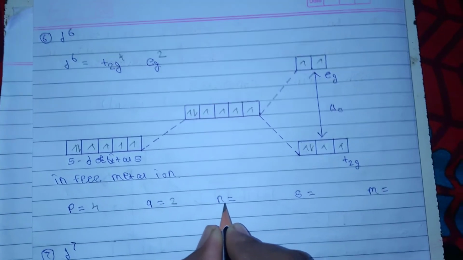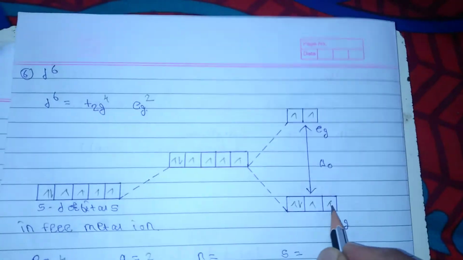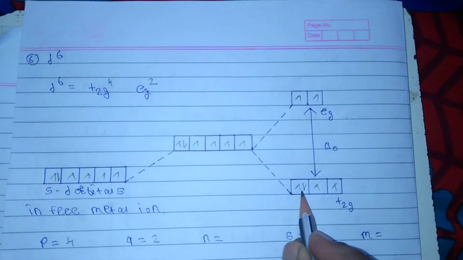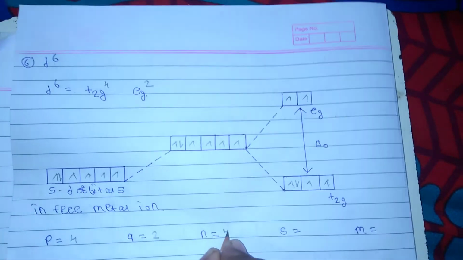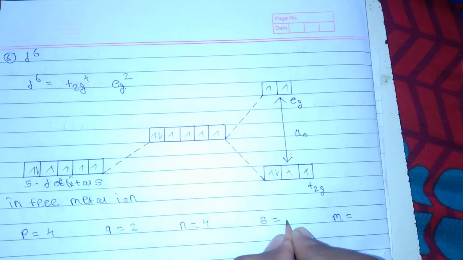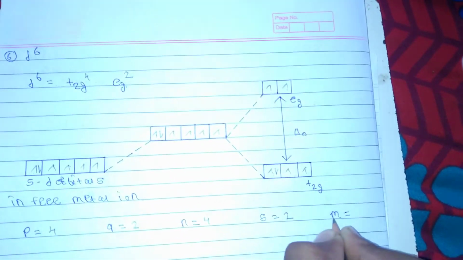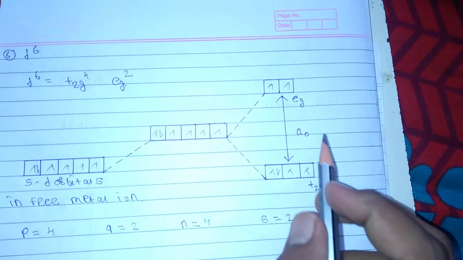Total number of unpaired electrons, 1, 2, 3, 4, so n is 4. S is equal to the resultant spin, n by 2, means 2. And M is equal to the number of paired electrons in the T2G and EG sets, means 1.